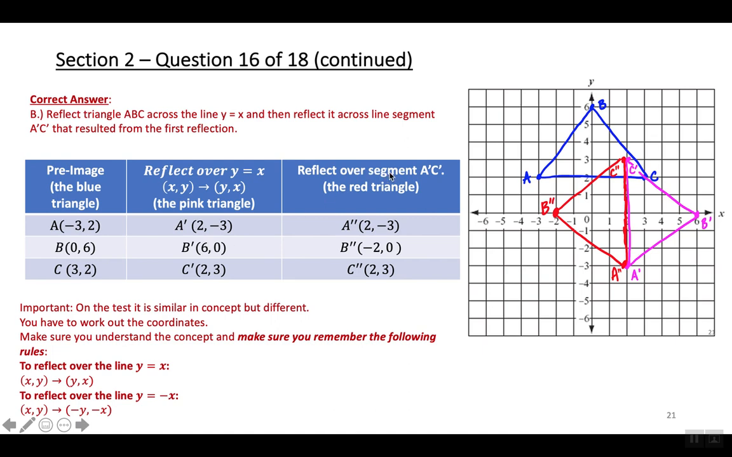And then reflect it over segment A prime, C prime. All right, so when I did this one, I got the pink triangle, and then if you reflect it over this side, A prime, C prime, you're going to get my final answer, which is the red triangle, and it has these coordinates.